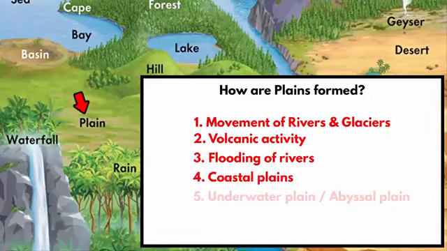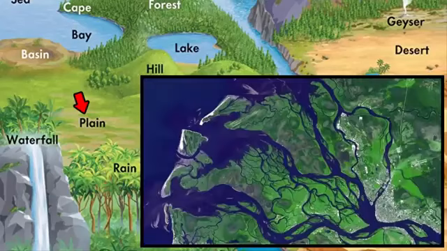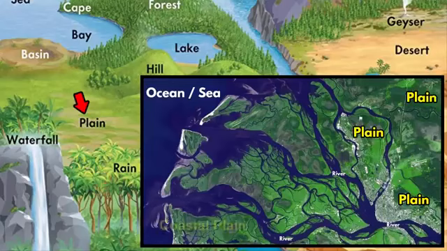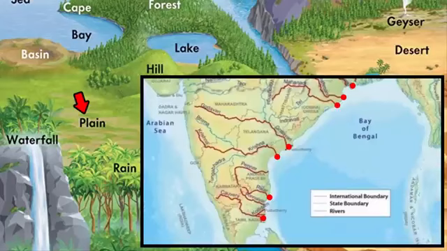Another kind of plain is the coastal plain. Many rivers deposit their sediment in the ocean. As the sediment builds up, it slowly rises above the sea level, forming a coastal plain. A good example is the eastern coastal plain of India along the Bay of Bengal. Large rivers such as the Mahanadi, the Godavari, the Krishna and the Kaveri have deposited large volumes of sediments near the coastal area. These coastal plains extend beneath the sea water.